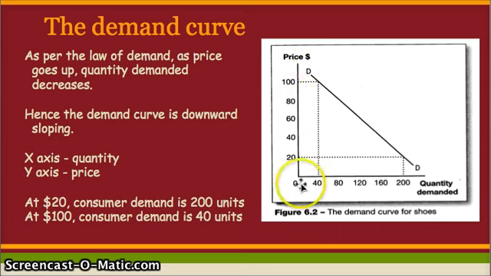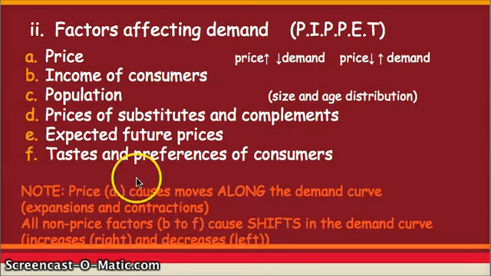So remembering with the demand graph that price is always on your y-axis and quantity is always on your x-axis. There are going to be a number of things that affect the demand for a product, and I like to use the acronym PIPPET, so puppet with an I instead of a U. So price, which we looked at already, price goes up, demand comes down, price goes down, demand goes up.